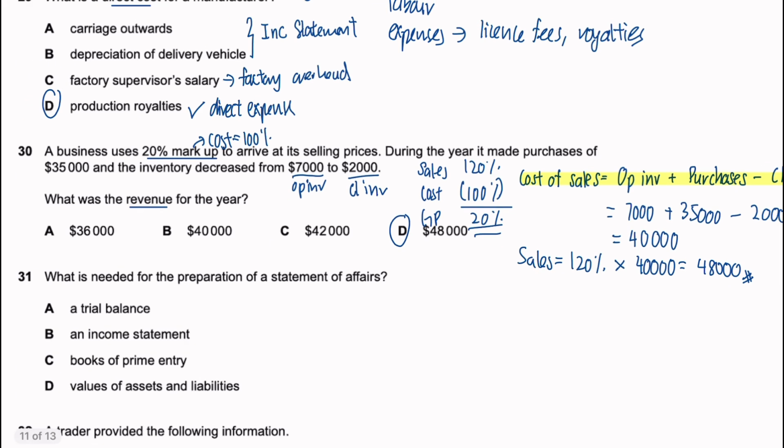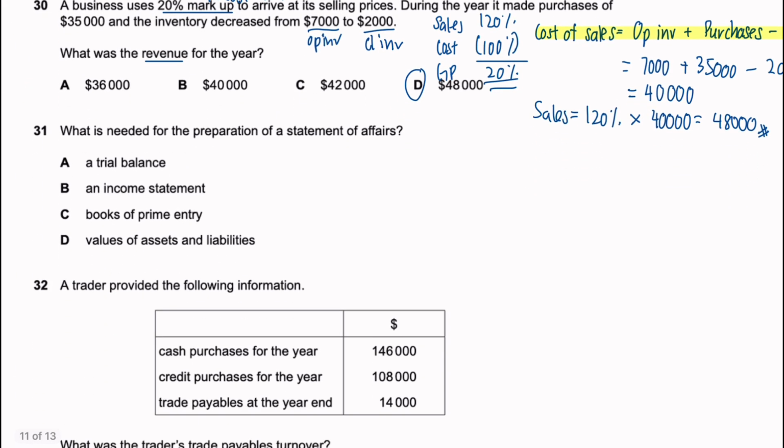48,000. Question 31. What is needed for the preparation of statement of affairs? Statement of affairs basically is a very simplified version of your financial statement, which is just using assets equals to capital plus liability. It's basically just using this equation to show all the balances. So you will just need values of assets and liabilities. So D is correct.